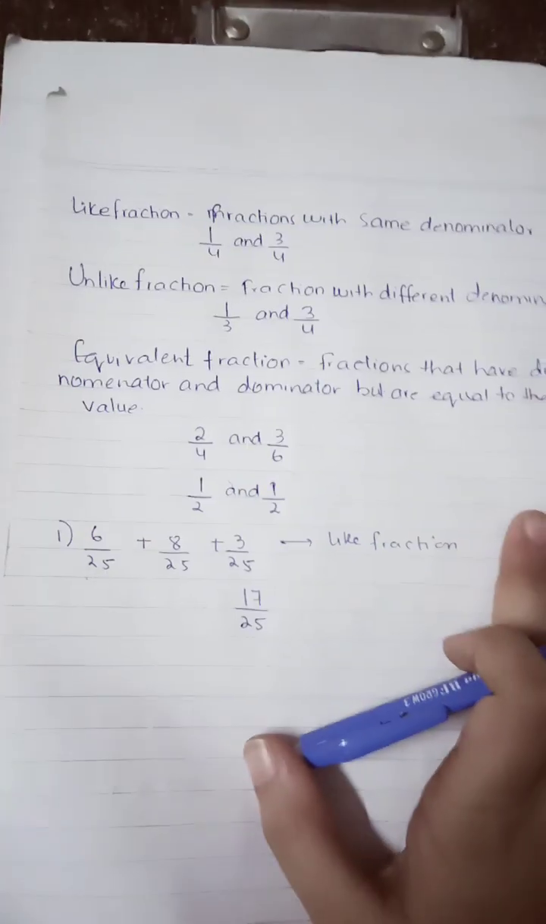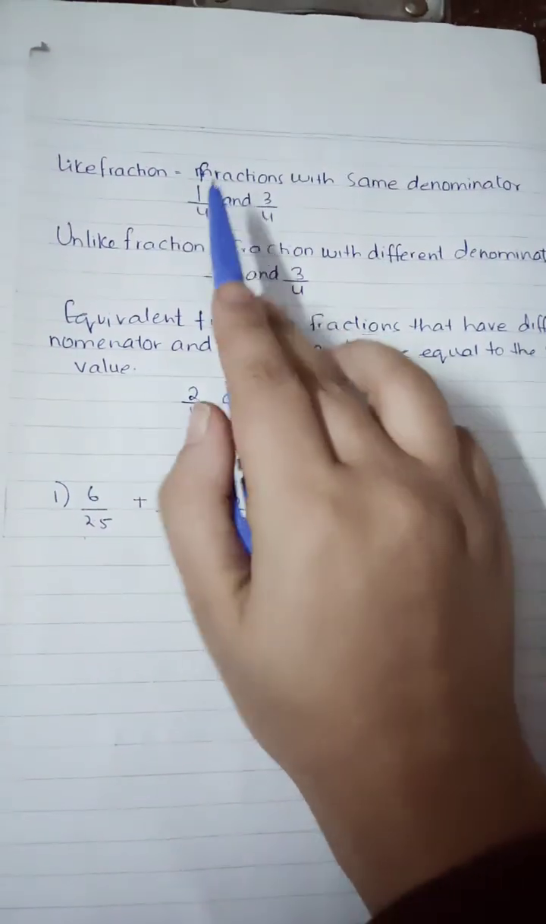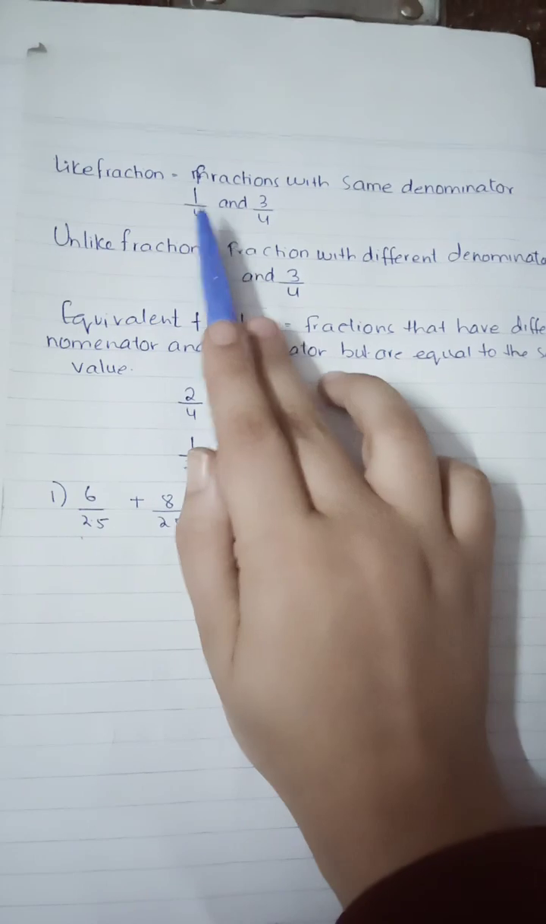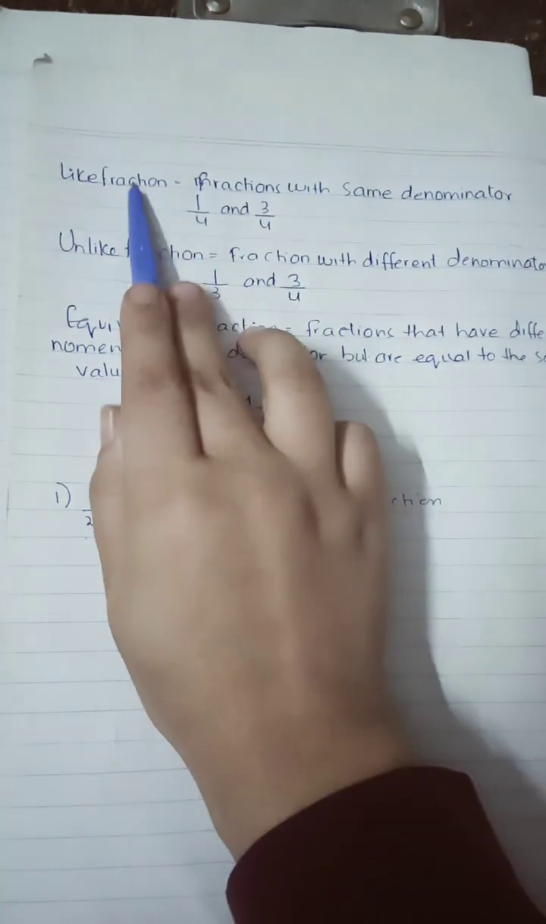Like fractions. The fractions which have the same denominator are called like fractions. For example, 1 upon 4 and 3 upon 4. Here the denominators are the same, so that's why it is called a like fraction.